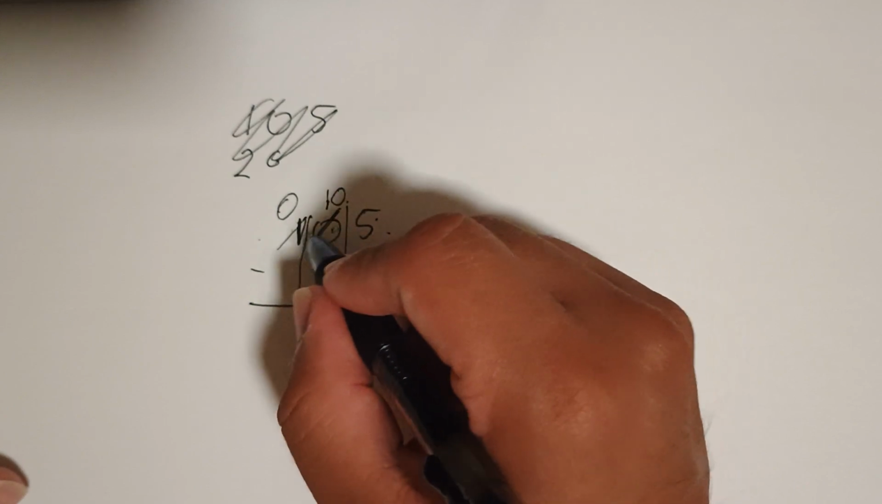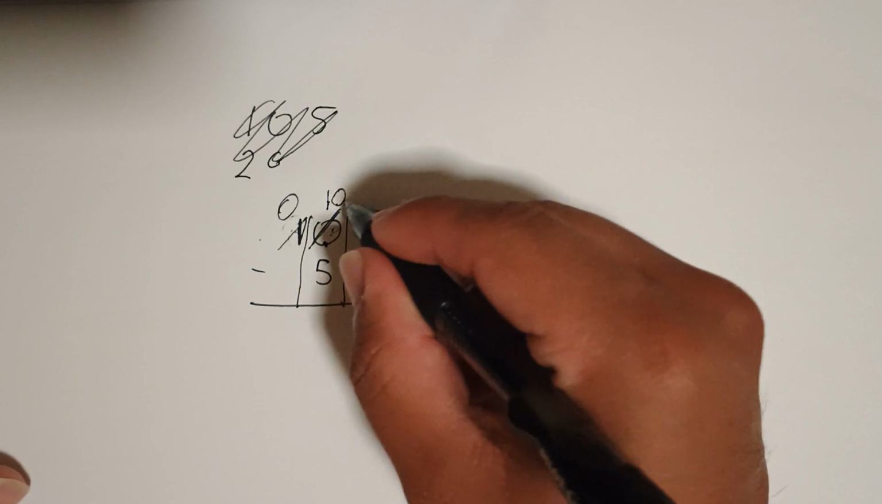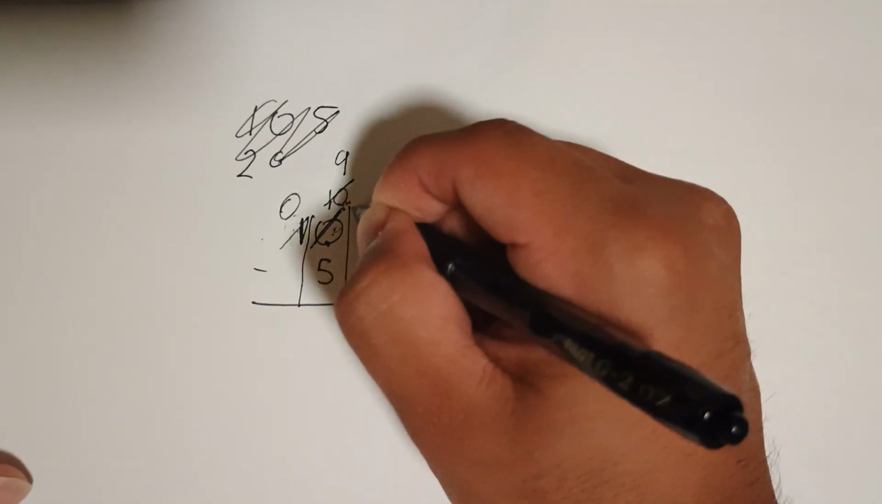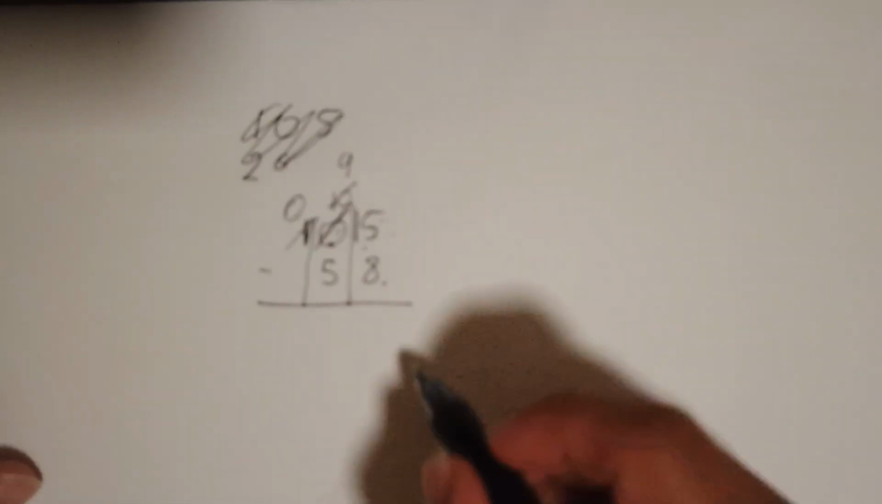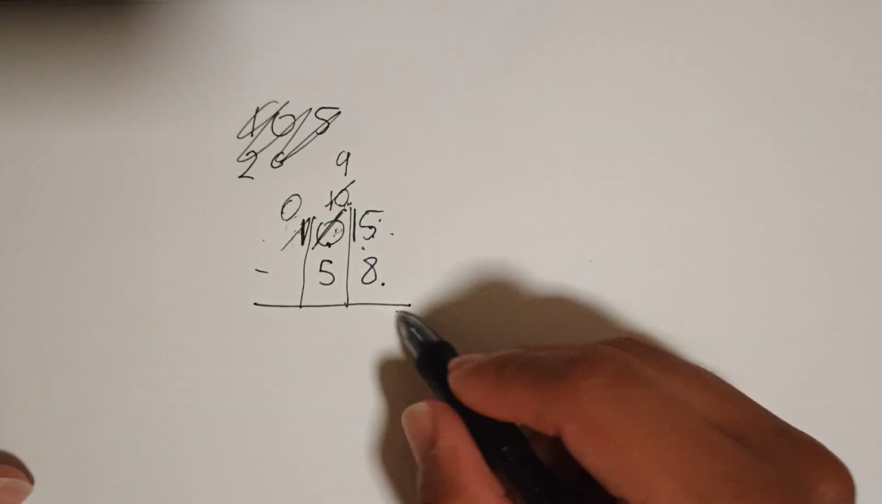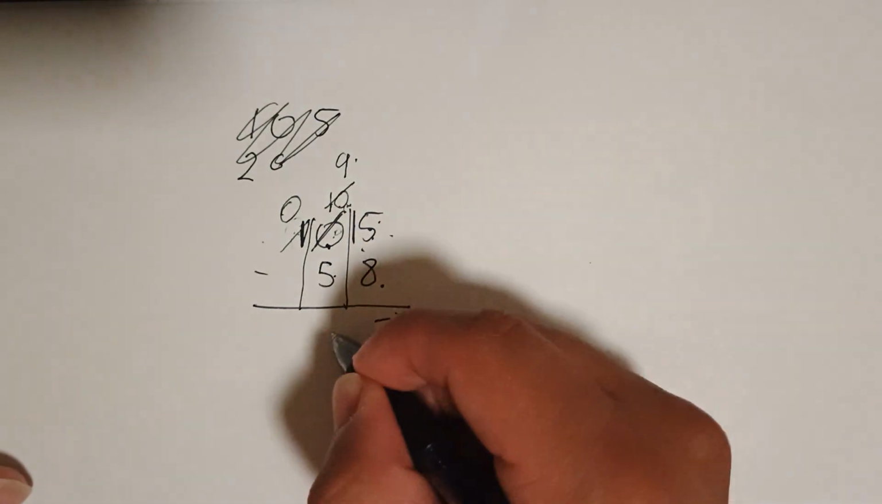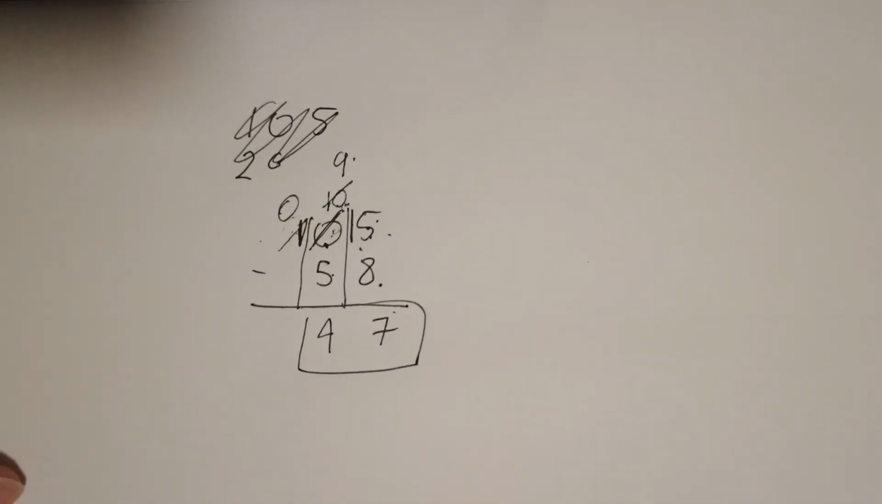Because we got the 1 from this guy over here, and now because we have a 10, we can give it to this guy. So we make this a 9 and give the 1 to the 5, making it 15. And then we do 15 minus 8, which is 7. We do 9 minus 5, which is 4. Our answer is 47. Yeah, that's a quick little review on subtraction.